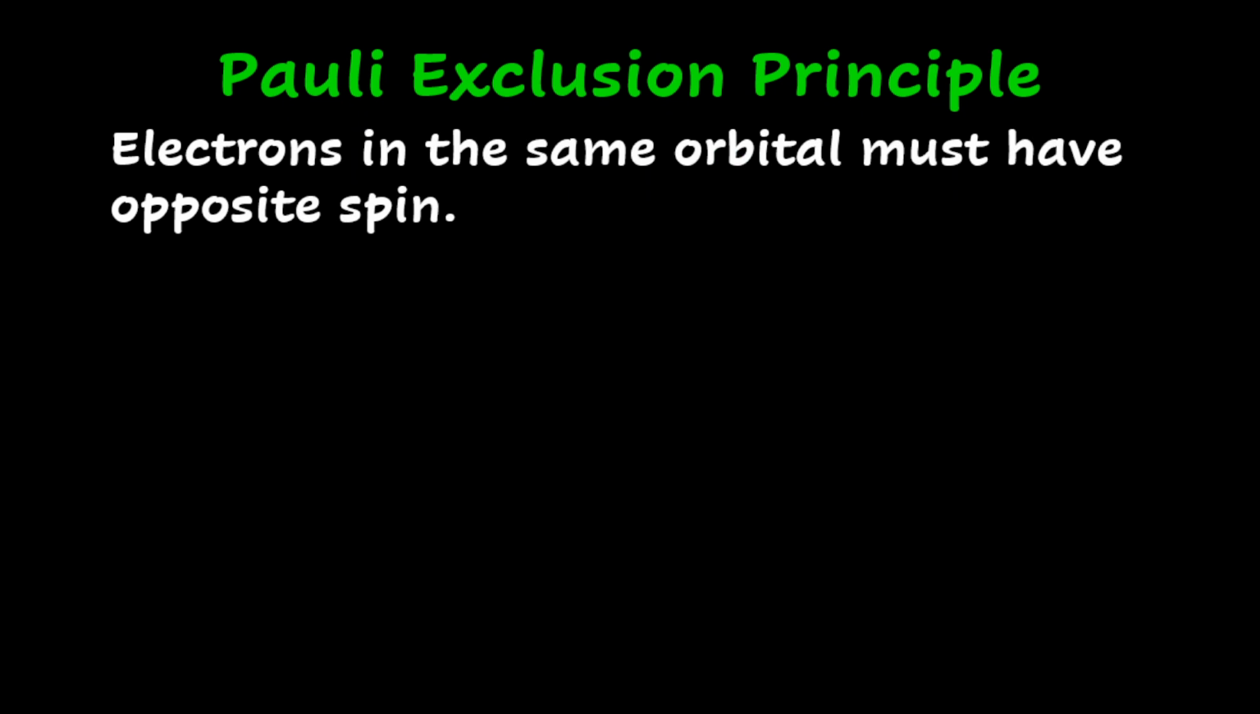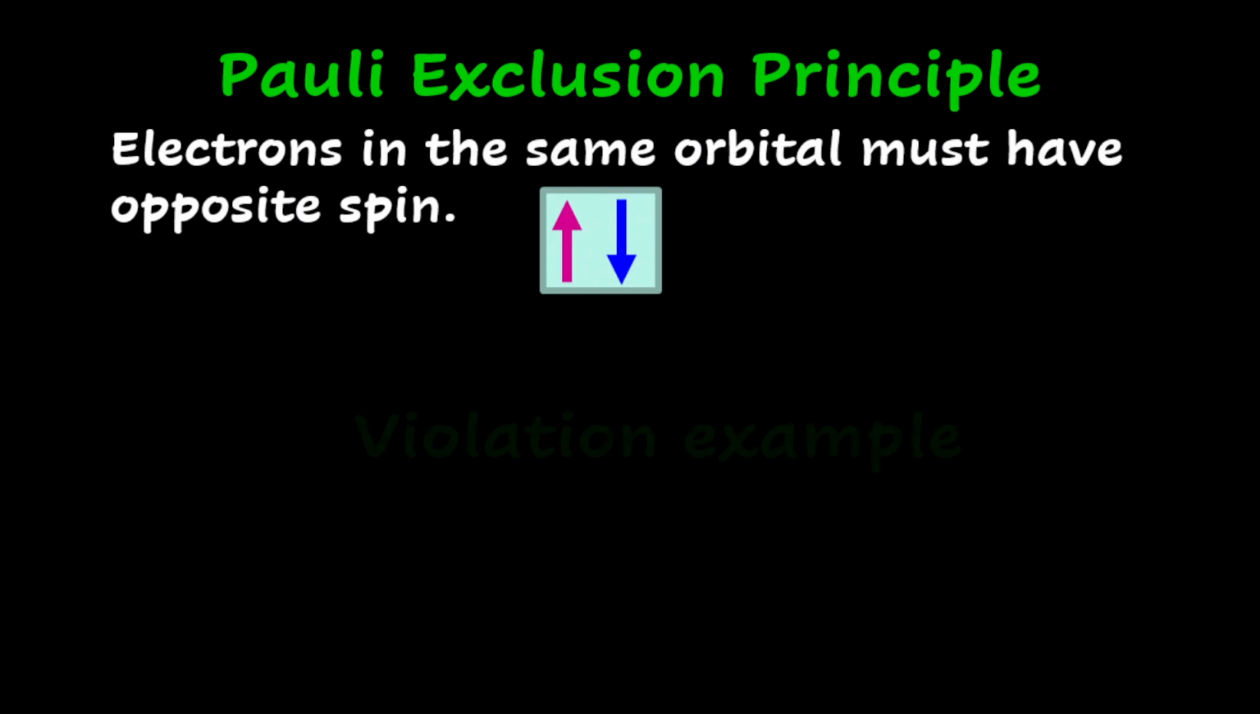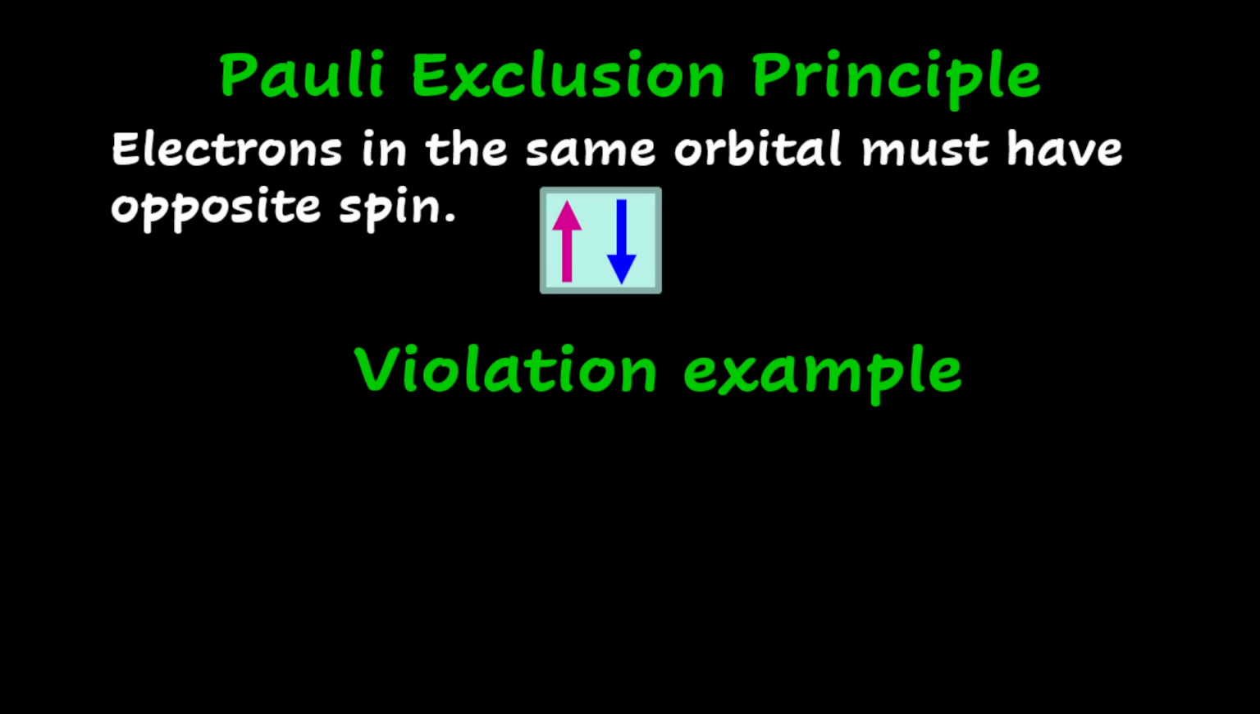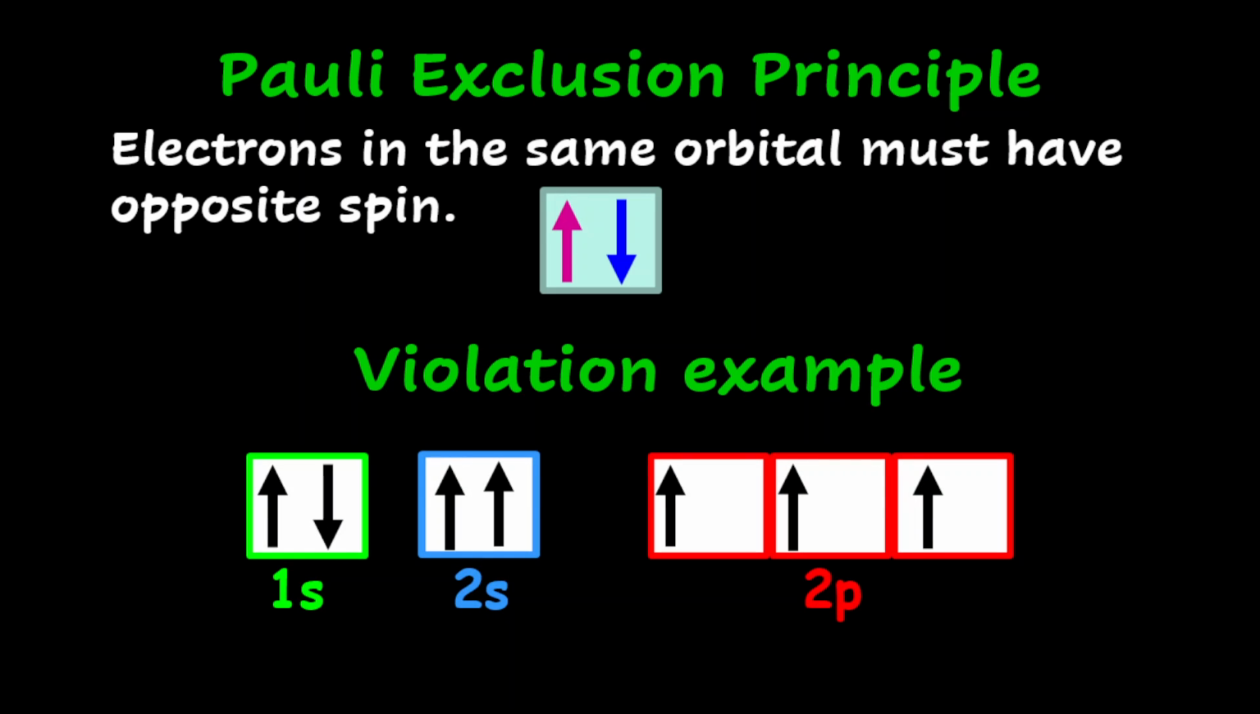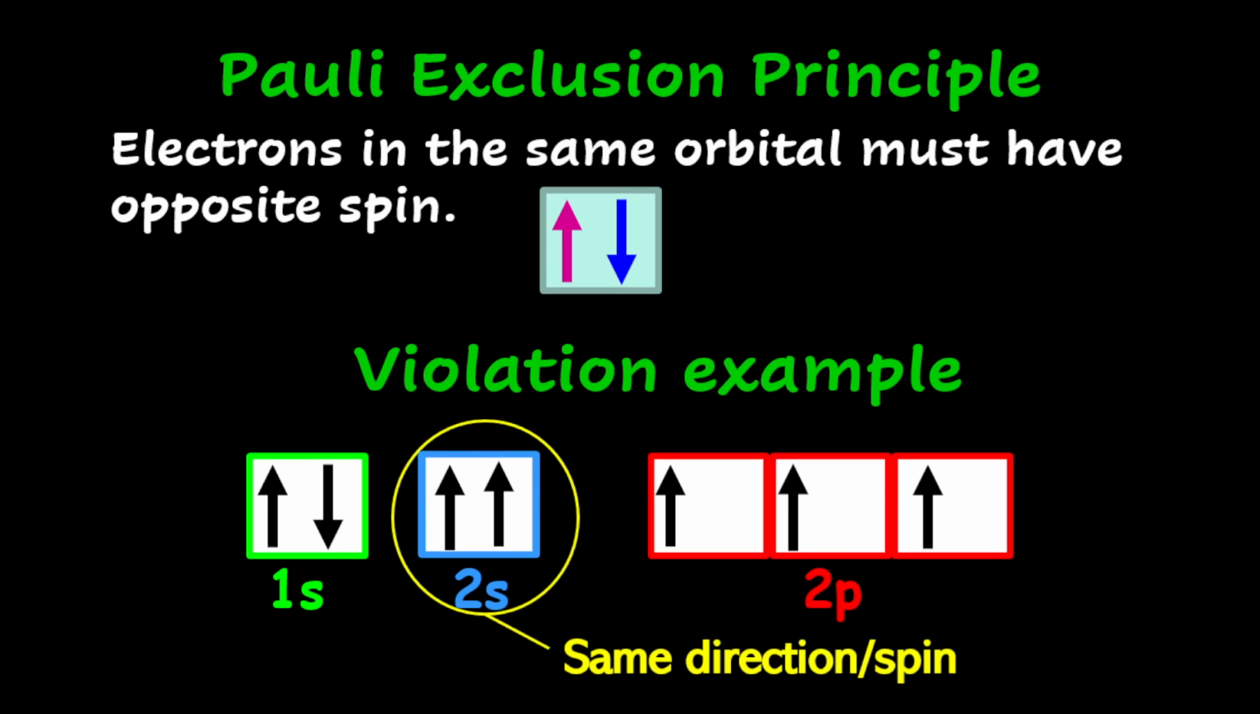Now for the Pauli exclusion principle. The Pauli exclusion principle states that electrons in the same orbital must have opposite spin. In other words, they must go in opposite directions. Now let's look at an example for this violation. Now look at the electron configuration. What you notice here is that in the 2s, the 2 electrons are going in the same direction, which simply means this is a violation.